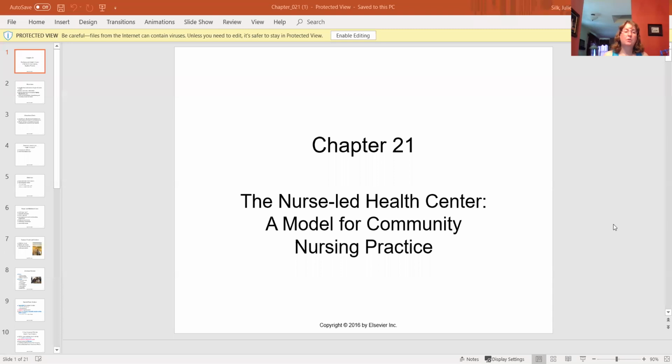All right, so we got one more that we're going to go through. This would be chapter 21. Let's see if I can pull that up. Okay, so in this chapter, it talks about the nurse-led health center, a model for community nursing practice.